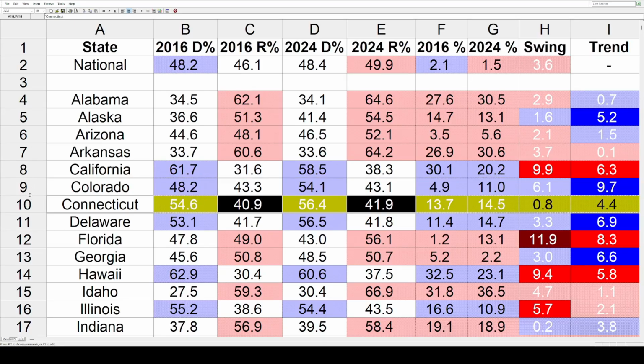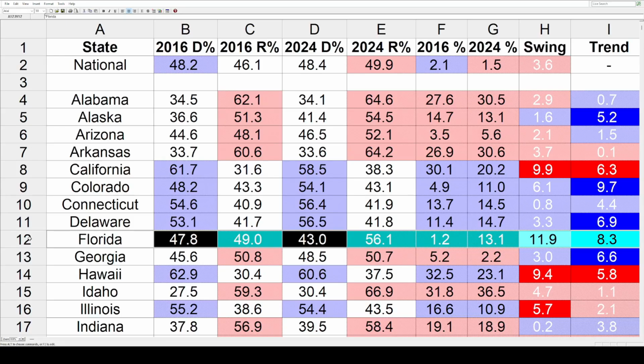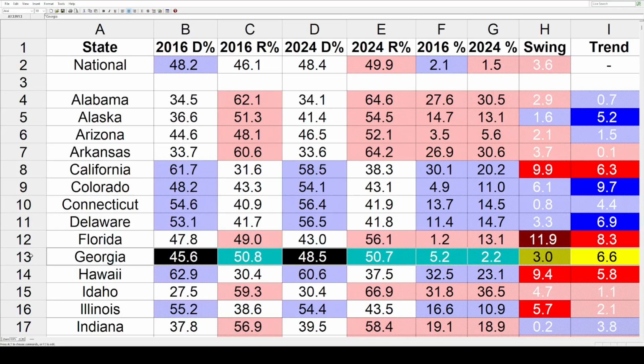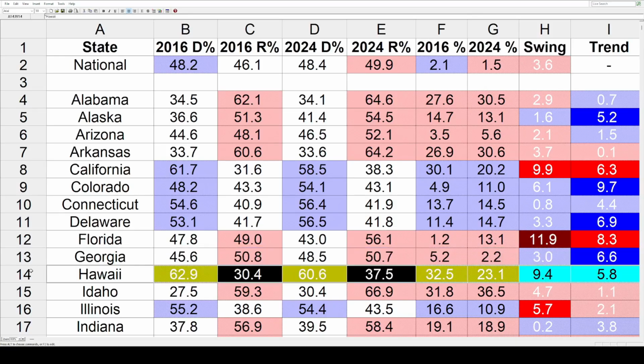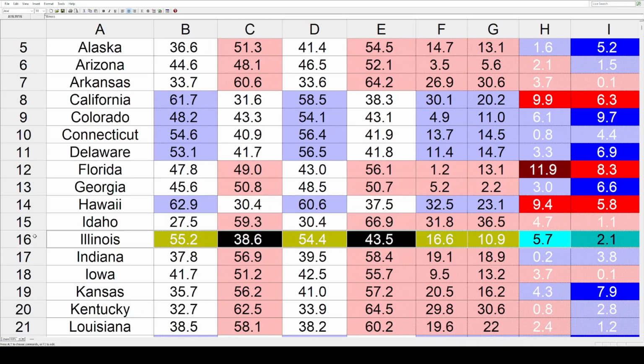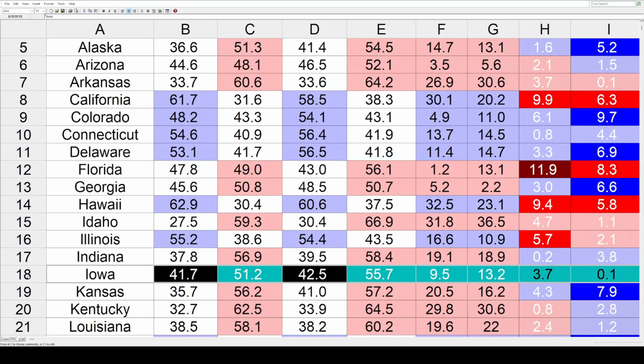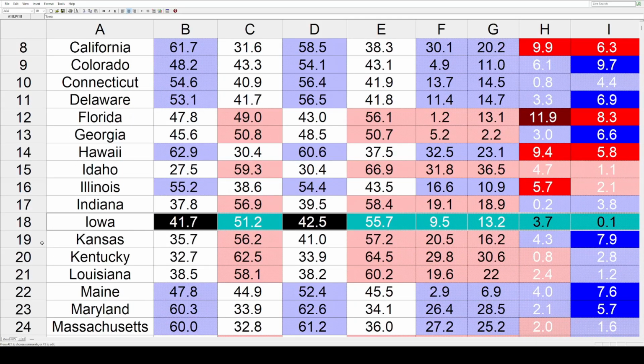Connecticut got bluer by 4.4. Delaware by 6.9. Florida went totally in the opposite direction, 8.3 toward Trump and the Republicans. Georgia, it's a blue trending state, and this confirms it did so by 6.6. Hawaii, that's a blue state, but that got a lot redder by 5.8. Idaho also trended right by 1.1. Illinois did the same thing by an additional point, 2.1. Indiana trended blue by 3.8. Iowa was almost at a standstill, just 0.1 toward the right.